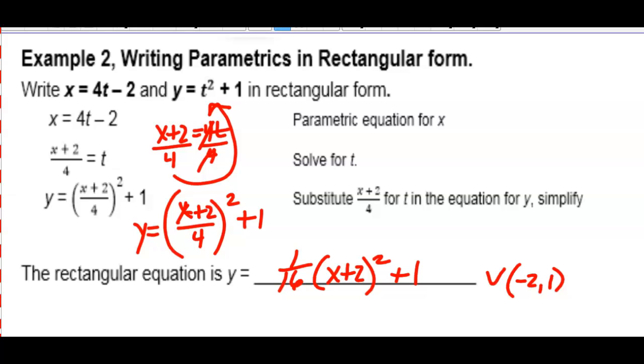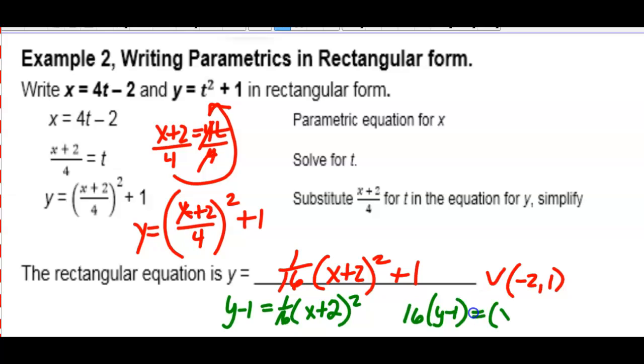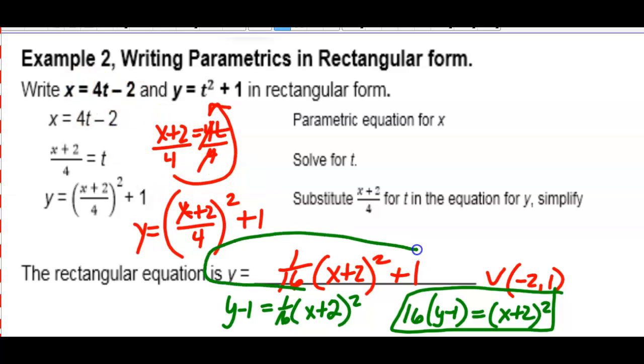Before I finish with this one though, you could also do the form we were just doing in conics, where you would subtract the 1 over here. And then get rid of the 1/16 by multiplying a 16 over here. This form would also be okay. And sometimes it's easier to get that form, especially when some of these are going to open sideways. So either that form or this form is fine.